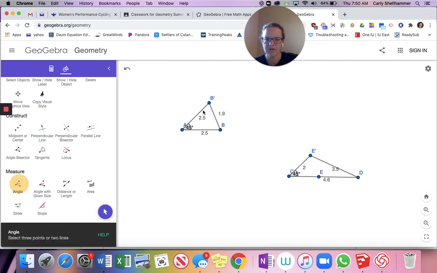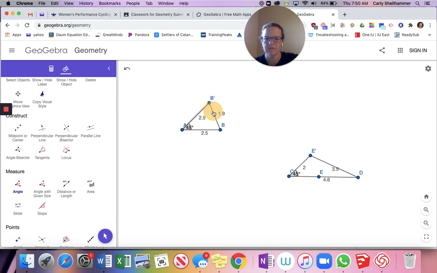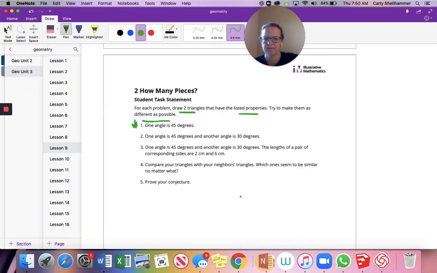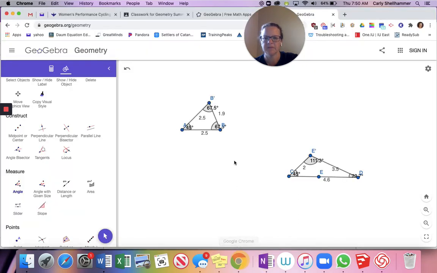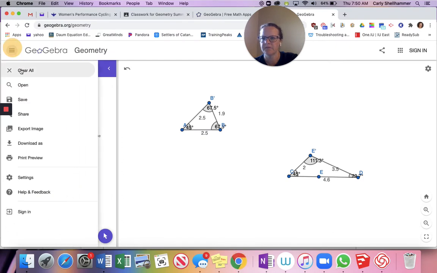Let's see if I can measure them really quick. 67.5, 67.5. That's interesting. It makes sense though because that's an isosceles triangle. Okay, not congruent. All right, let's see what step 2 is. One angle is 45 degrees and the other angle is 30 degrees. Okay, 2 triangles like that. Let's see if we can do it. Let's start over.